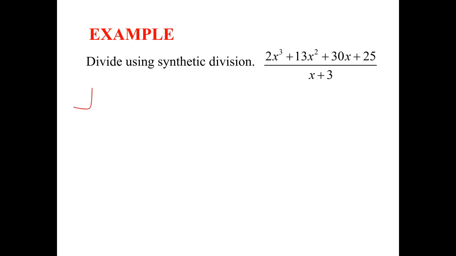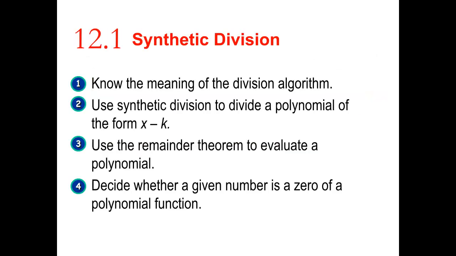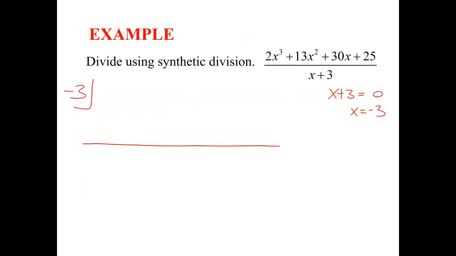So when we set up our synthetic division, who remembers what goes in that box? -3. Where'd you get that -3 from? From the +3. More specifically, if we take our divisor and we set it equal to 0, what does x equal? -3. We set our divisor equal to 0, we solve, we get -3, that's where that number comes from.